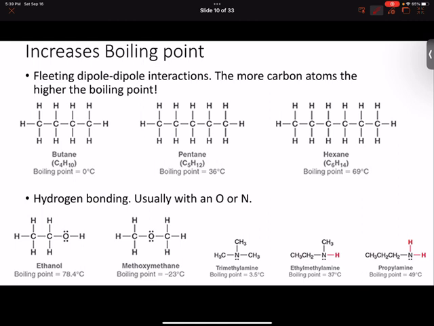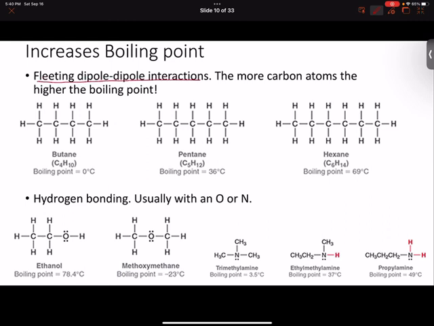And okay, increases boiling point. So there are different factors that increase boiling point. I really want you guys to understand how boiling point works, just because I think you may have 1 or 2 problems dealing with boiling points, so I want you to be able to determine which one has a higher boiling point than the other one. Boiling point is normally affected by 3 different factors.